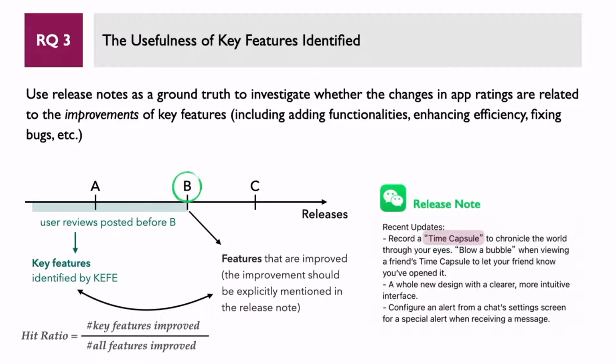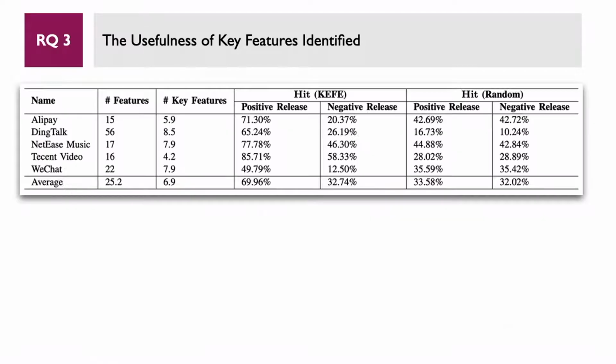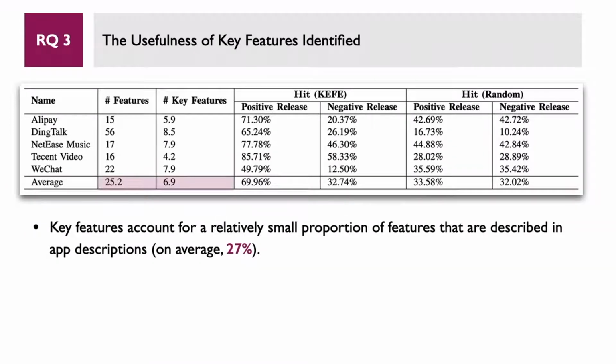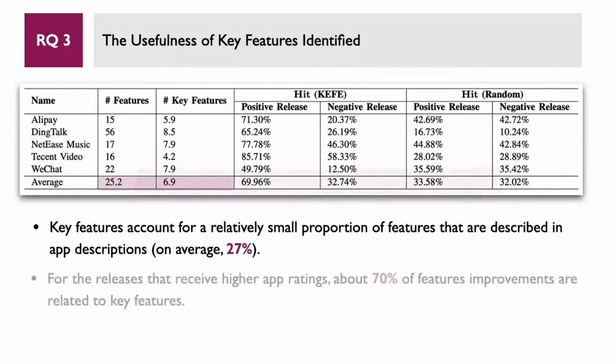Clearly, a high hit ratio in positive releases indicates that improving key features is more likely to lead to higher app ratings. According to the results, we can see that for all the features described in app descriptions, KEFE will suggest only 27% of them as key features, while for the releases that receive higher app ratings, about 70% of feature improvements are related to key features. This finding suggests that the key features indeed indicate features that are important for app developers' consideration.